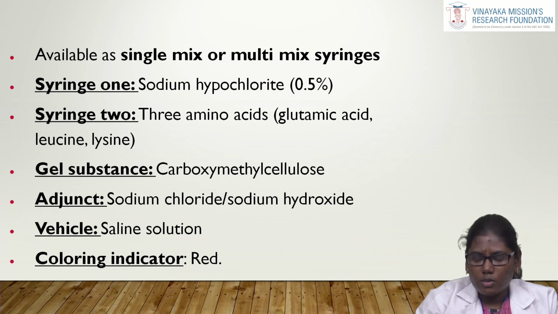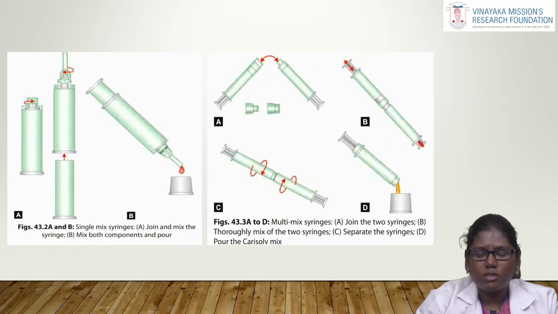The gel substance is carboxymethylcellulose, with an adjunct of sodium chloride and sodium hydroxide, the vehicle is saline solution, and the coloring indicator is red. This is the picture which shows the single mix syringes, which comprise syringes that get joined and mixed and poured into a separate container. And this is the multiple syringe, which joins the 2 syringes, and through the mixing of the 2 syringes, you finally separate the syringes and pour the mixture into a separate container.